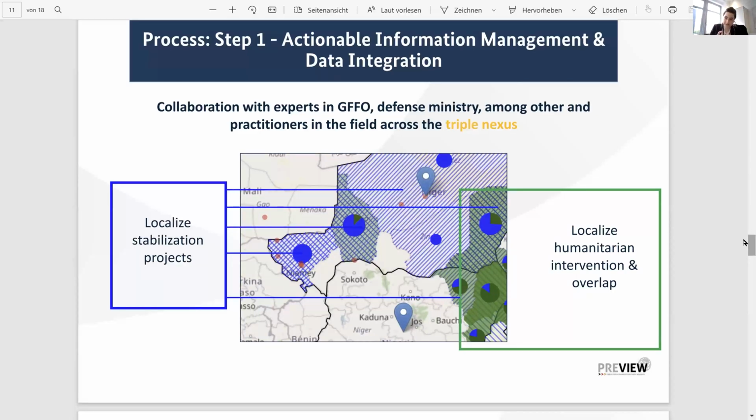We also introduced the bubbles, the blue or green bubbles that you can see hovering over here. This compares how much in terms of finances goes into stabilization and how much goes into humanitarian intervention. And already now we can see that there are some areas, for example here in the west of Niger, where there is almost exclusively stabilization, but other areas, in particular around the Lake Chad area, are more humanitarian. So these are our first descriptive analytics that we can draw from this integrated data approach.